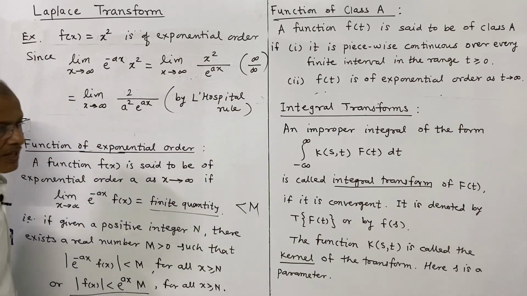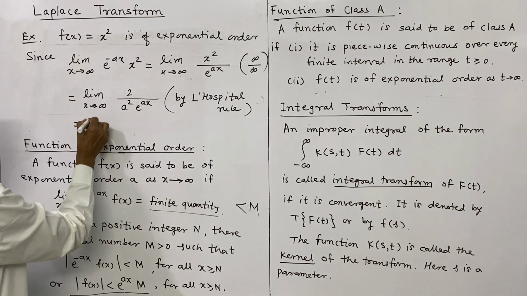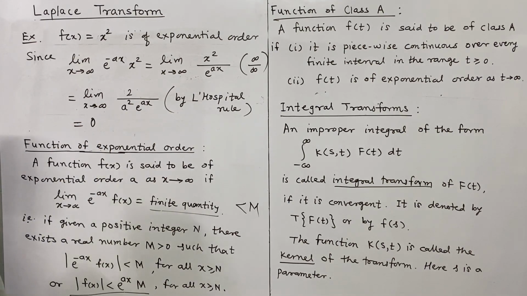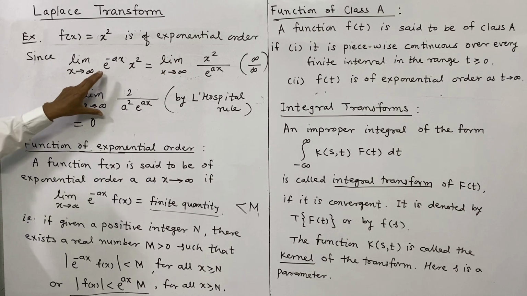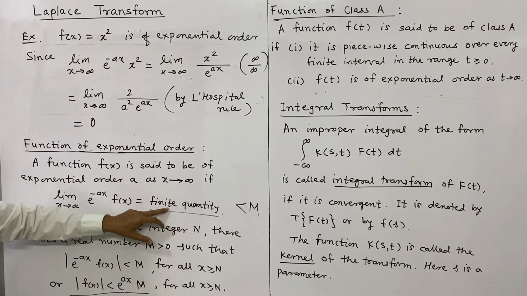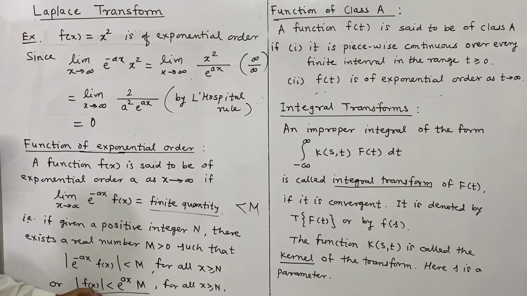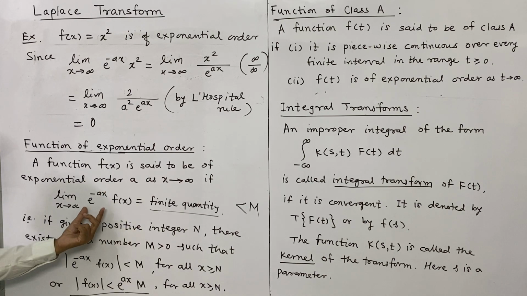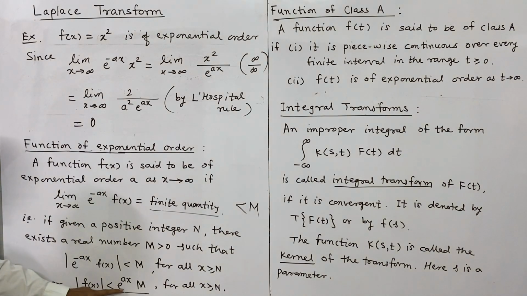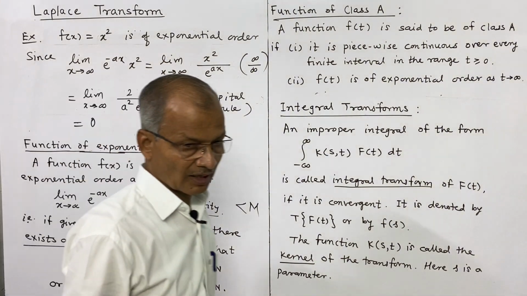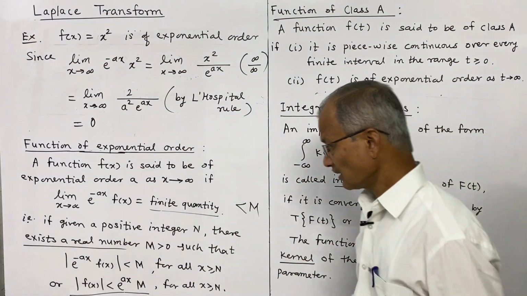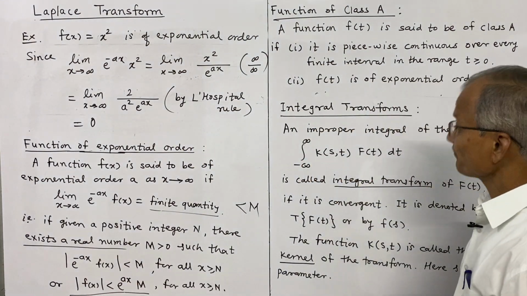applying the rule twice, 0. Zero is a finite quantity. One over infinity becomes 0, and thus this is an example of a function of exponential order. So that is the meaning: this limit must be finite, or in other words, this can be written as the absolute value of f of x is strictly less than e power ax into m, where m is a real number. There must exist a real number such that the absolute value is less than this one.